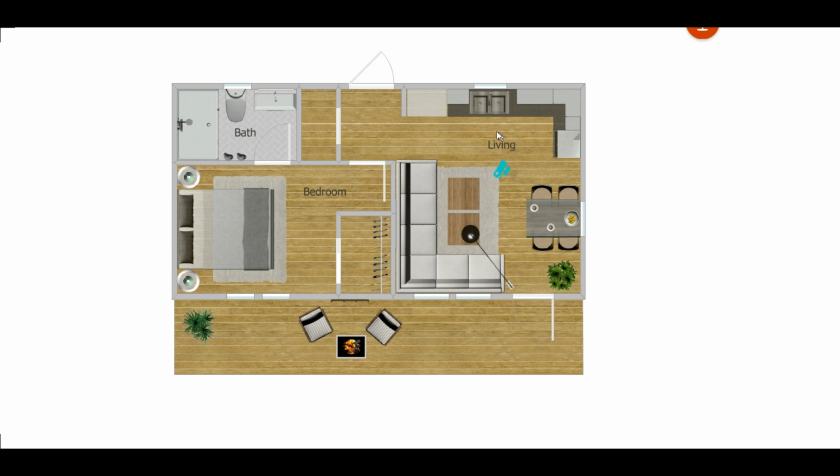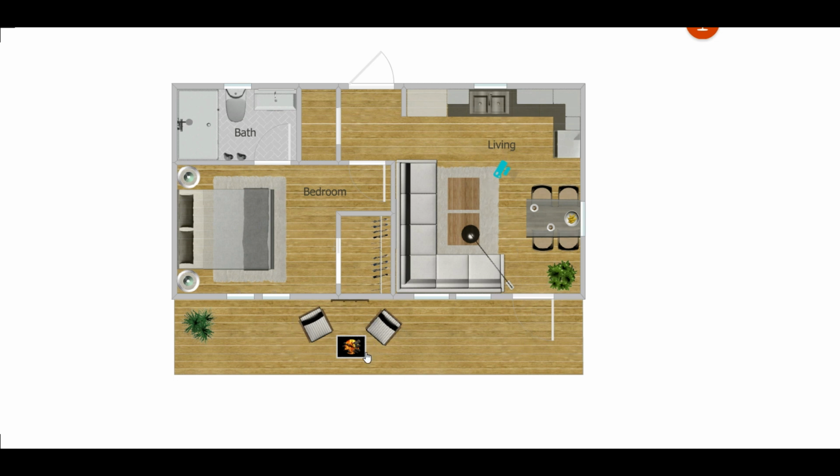So from here we can go through this passage to a bedroom. So here is a bedroom with the closet for clothing. So here we can enter a bath. Here is a vanity with the shower. So from here we can go out to the terrace.